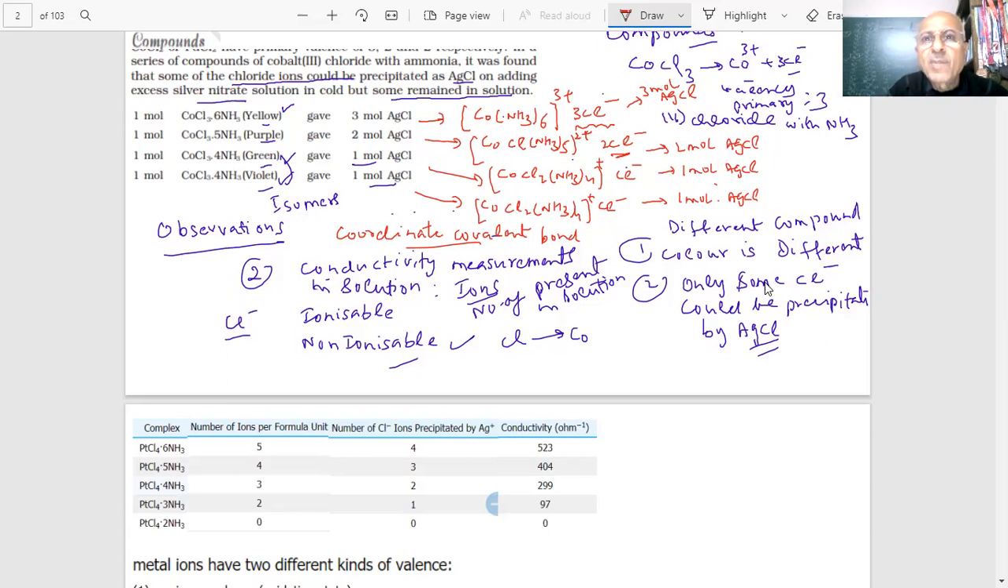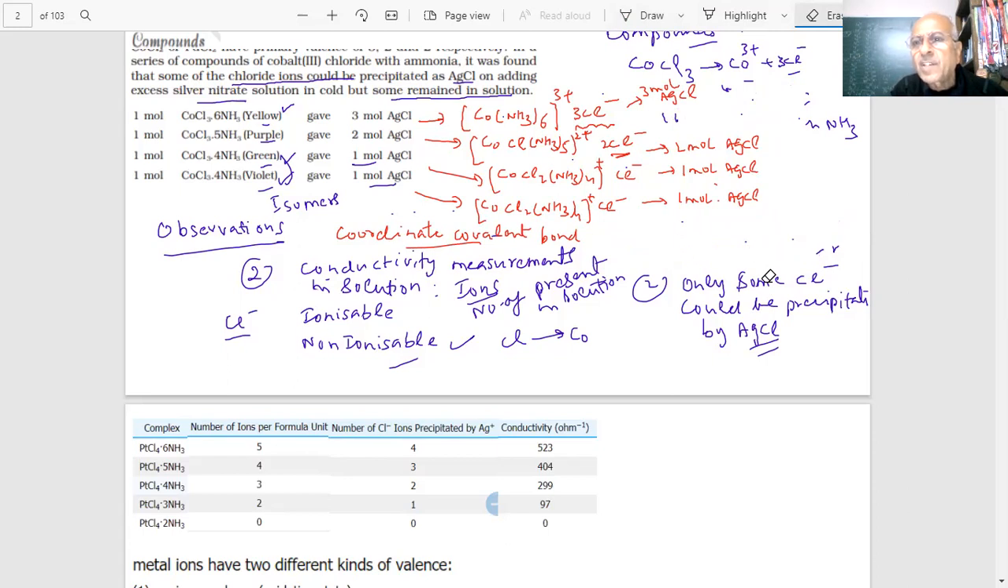And how many ions will be there in the first case? Tell me. How many ions are there, if I calculate? Okay, let me erase it. This you have noted down. Let me also see how many ions are there in each case, student. If I do the conductivity measurements, tell me the number of ions. Conductivity measurements are done to find the number of ions.